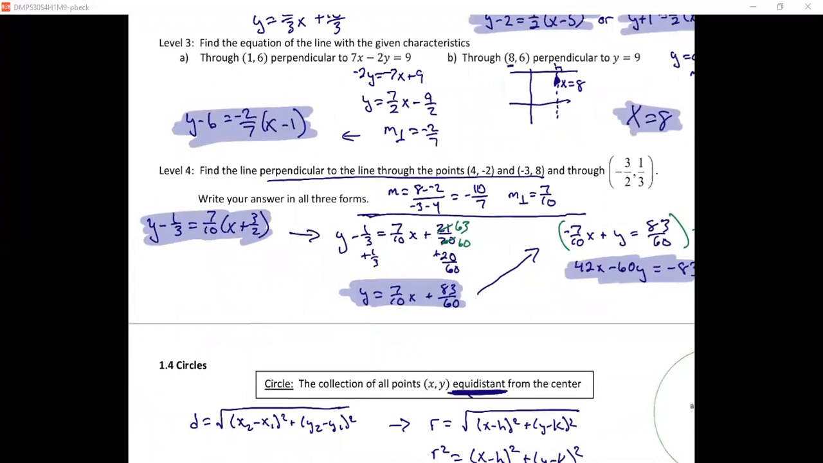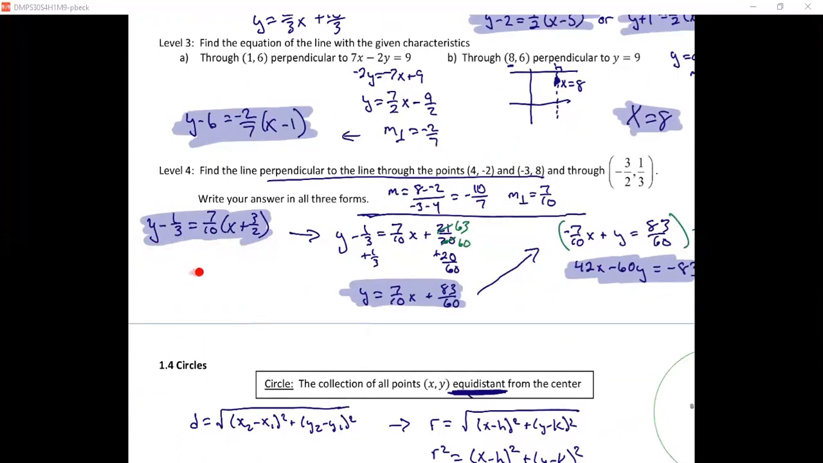Find the line perpendicular to the line through those 2 points and through that fractional point. Now, I'm supposed to find all 3 forms. So my very first step that you can see that I did right here was to find the slope that goes through those 2 points. So the slope through these 2 points is -10/7, and I can come up with a perpendicular slope from that, the opposite reciprocal. Point slope form is the natural beginning.